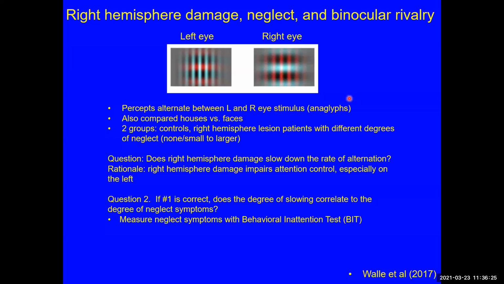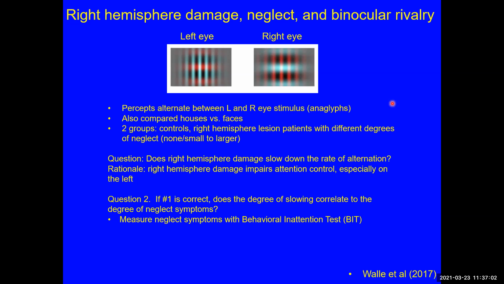In this experiment, I didn't write down the sample, but there were 26 people with right hemisphere lesions. Some of them had various degrees of neglect, from hardly any neglect symptoms all the way to large problems with neglect. And then there was a control group, also 26. They were about the same age, and usually you try to control for male and female, but this one was off a little bit on that. I don't think it was a major factor in the results.